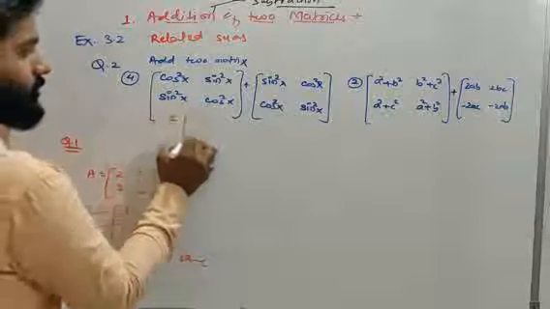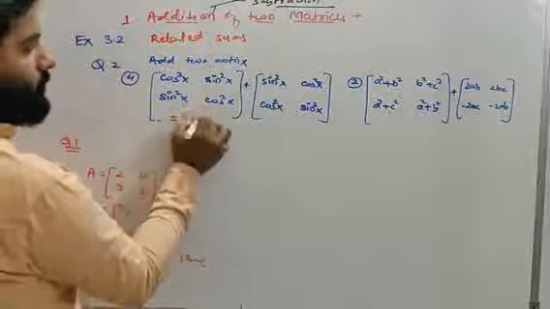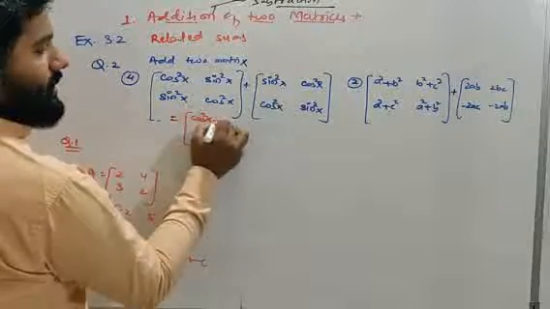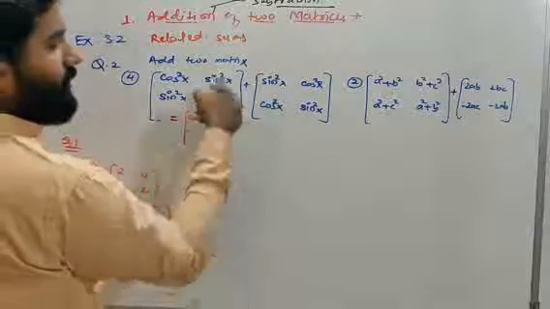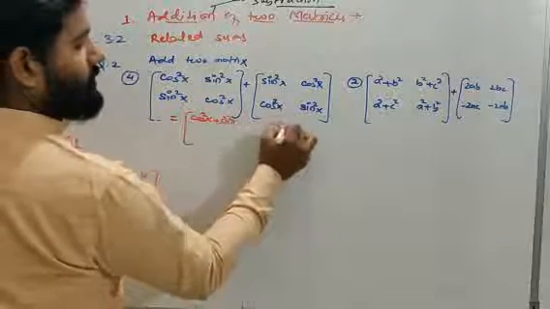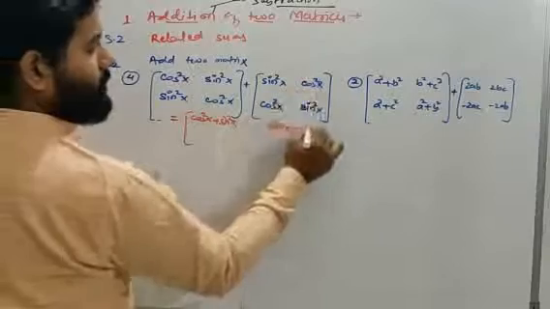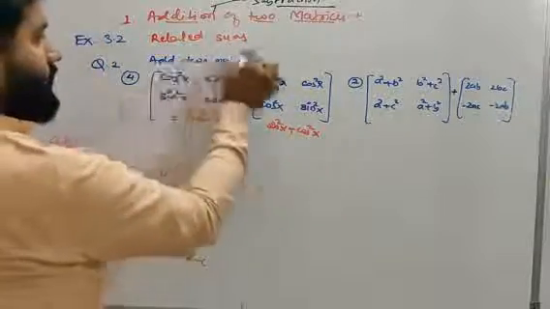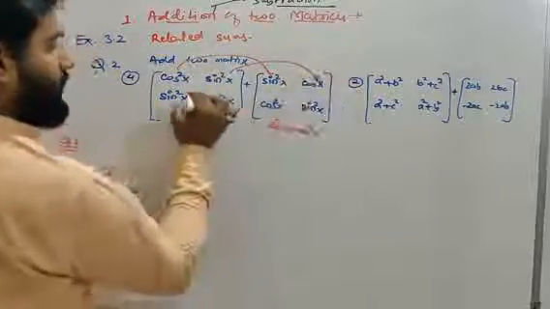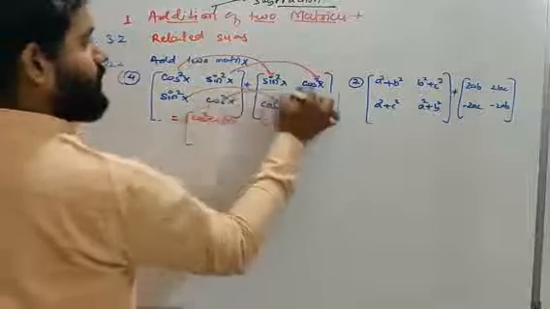So here the answer is cos square x plus sin square x. There is one element. Then sin square x plus cos square x, means this with this, this with this, and this with this. It will be added.